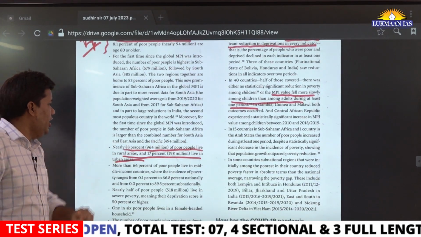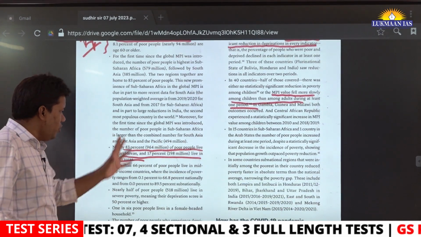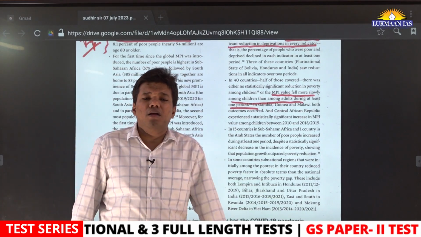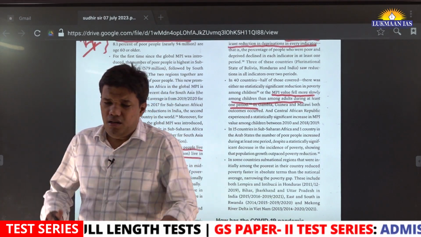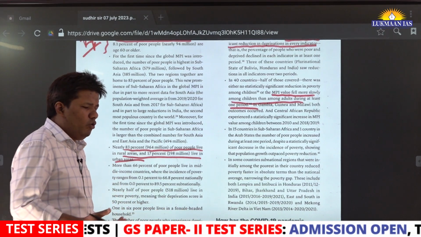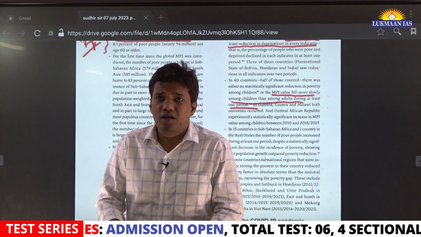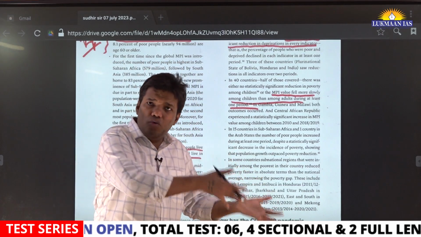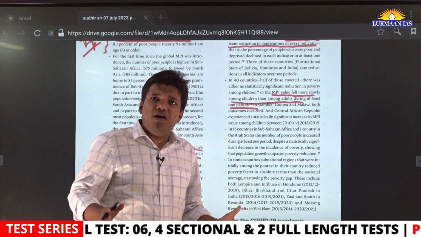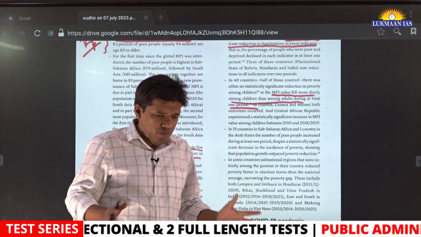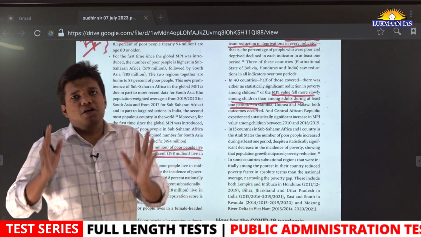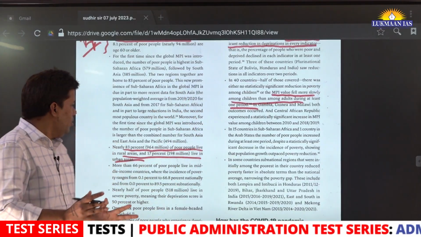Then 83% of people who are poor worldwide are living in rural areas. See, in India what is happening, as you know, now urban growth has become the main determinant of poverty alleviation. But still, more poor people are living in rural areas, and 1/3 of poor people are living in urban areas. So this is the big picture you must know.